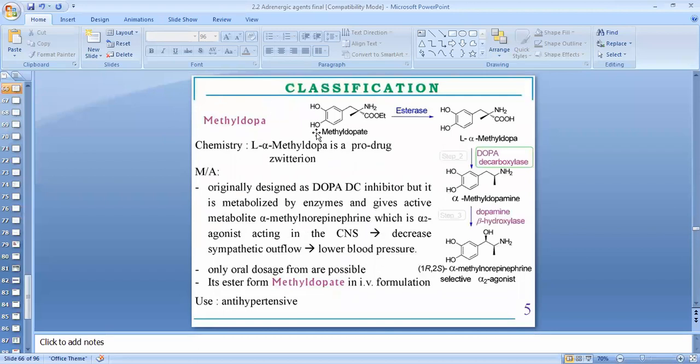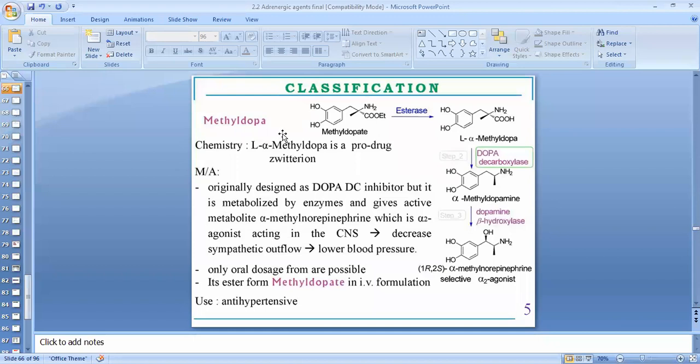Now the next class is a very important one, that is methyl dopa. A question will be there on this drug molecule. So what is this? Here there will be the presence of the same structure, that is beta phenyl ethylamine, in the drug. It is a similar type of structure to beta phenyl ethylamine. So this is L-alpha methyl dopa, a pro-drug zwitterion.